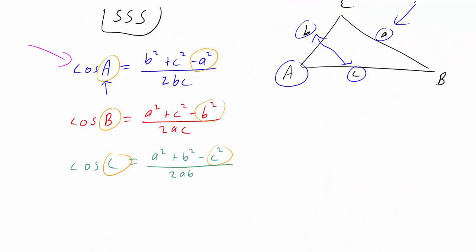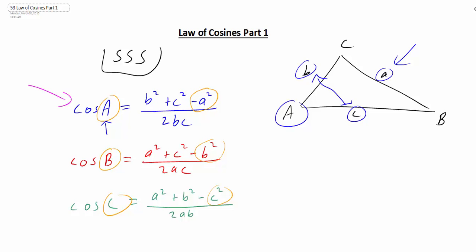Okay, so this video shows you how we can use the law of cosines if we have three sides of our triangle. And there we have the three different forms, whether you're looking for angle A, angle B, or angle C. In the next video, we're going to look at how we can use the law of cosines again if we're given side, angle, side, so where we're given two sides and the included angle.